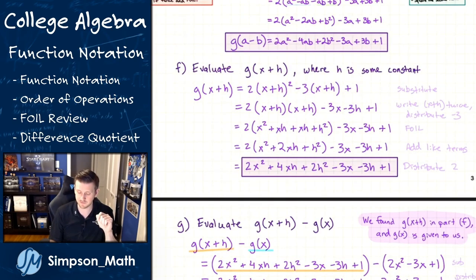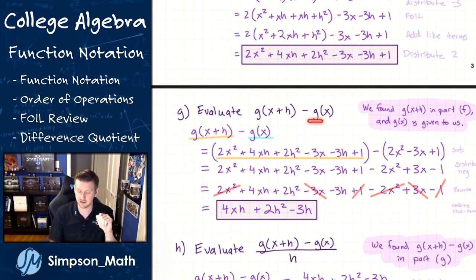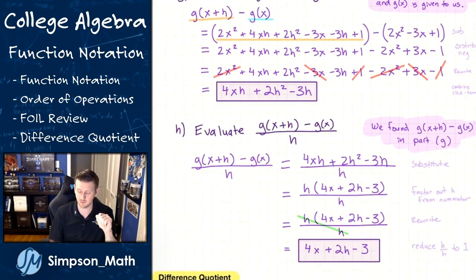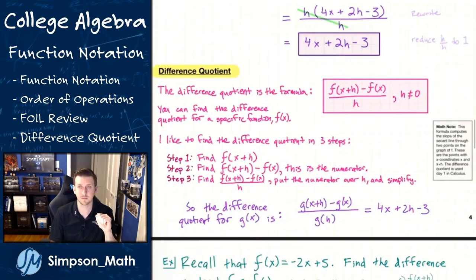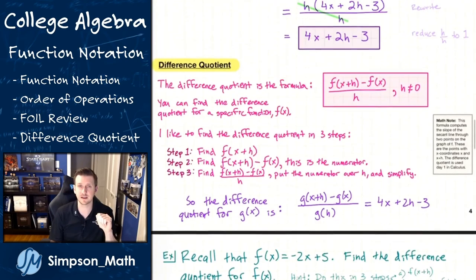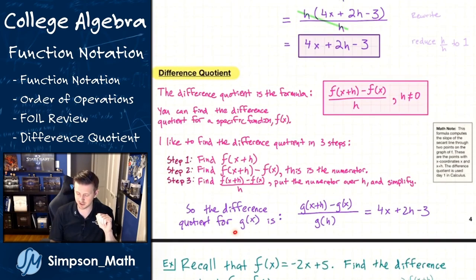So first, we found g of x plus h. Then we subtracted g of x from that first one. And then we divided by h. So just to be clear, the difference quotient for g of x is this: 4x plus 2h minus 3.